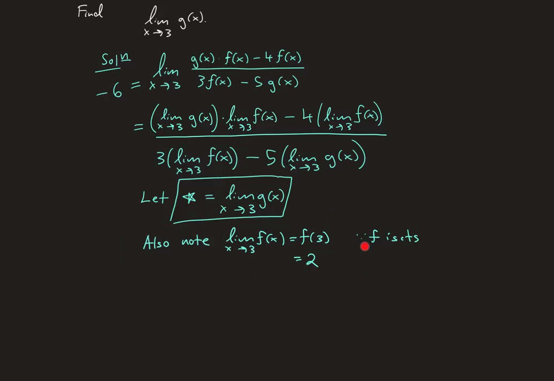This is equal to this because f is continuous. f of 3 is equal to 2 is given to us. And then every time I see a limit as x approaches 3 of g of x, I'm going to replace it with a star. So let's see what that makes. This is all equal to -6 here. So therefore, -6 is the same thing as star times 2 minus 4 times 2, divided by 3 times 2 minus 5 star.